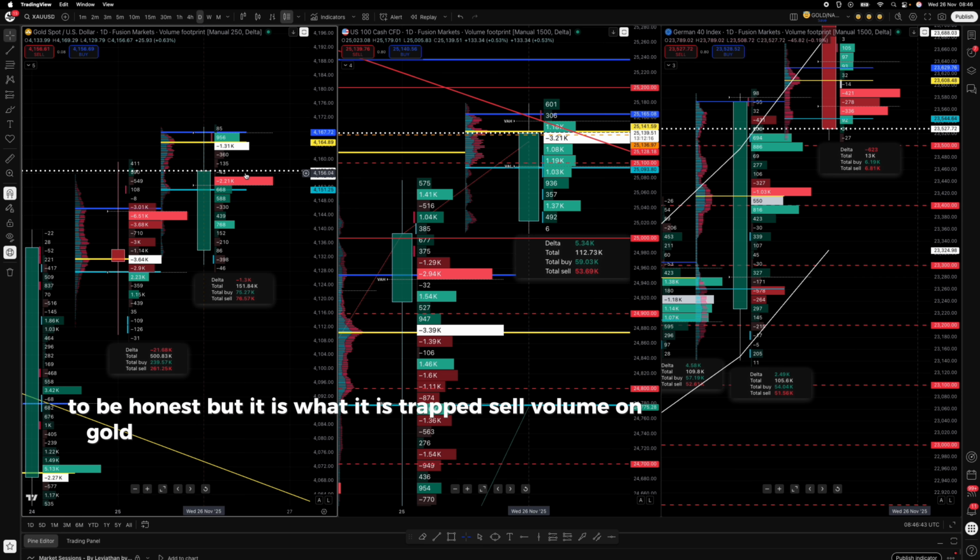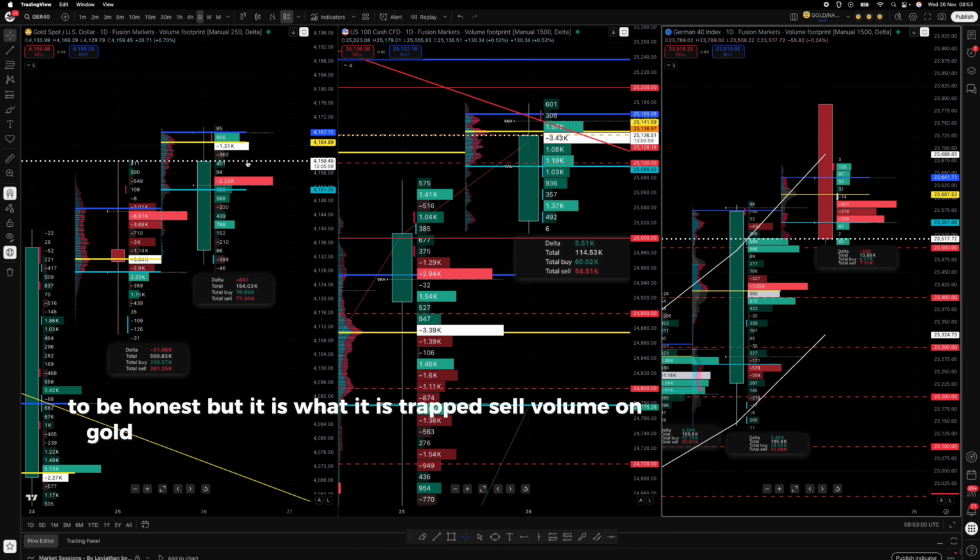Trapped selling volume on gold. I think gold's going to go to 4164. Take 2 lots from there, and I think that that's going to get up to, let's check it again. So we've got sellers here at the POC, which is 4164, which is where I think this is going to get to. 4164 is there. So it's like a 1-to-1.